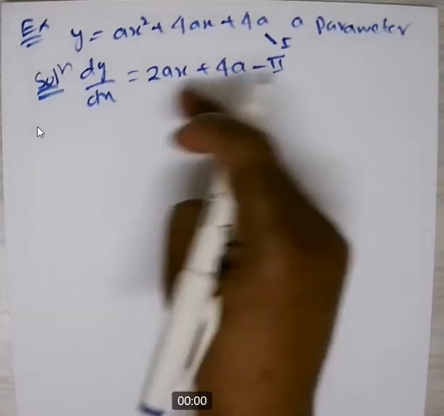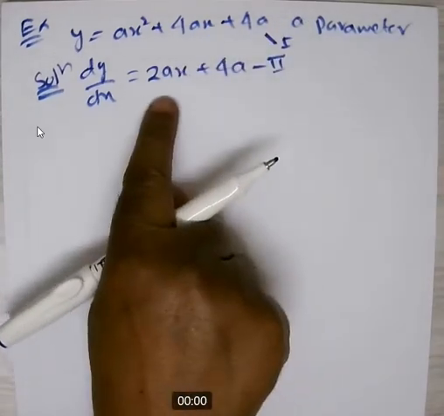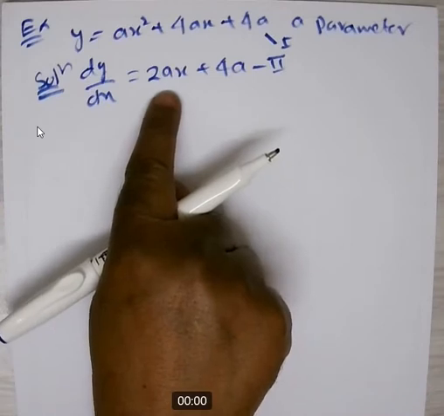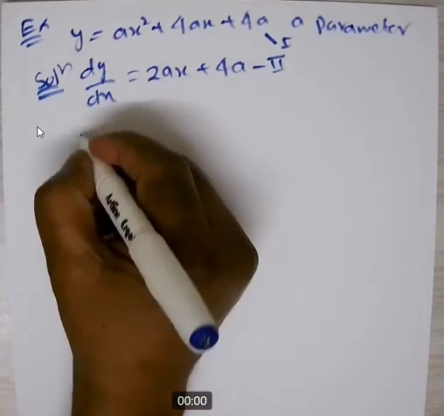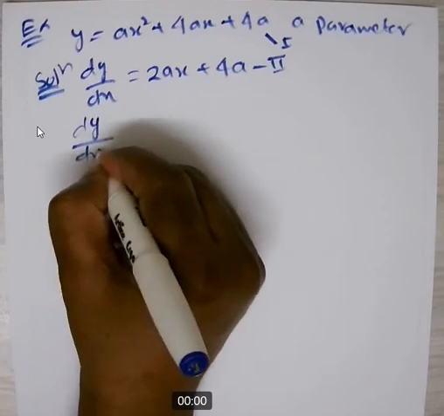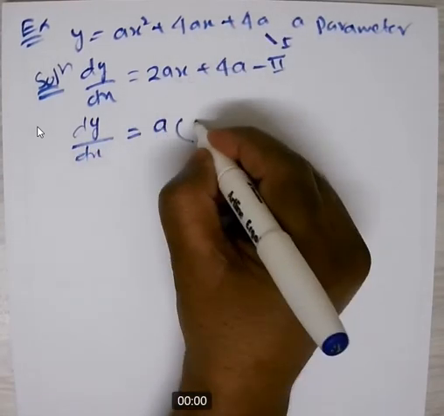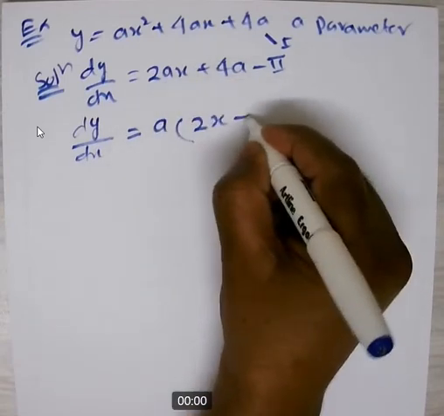Again, see this one and this one: this is not the formation of the differential equation as a is involved here. So what you have to do is eliminate a by using the first and second. Just keeping a outside, we have this one as 2x plus 4.